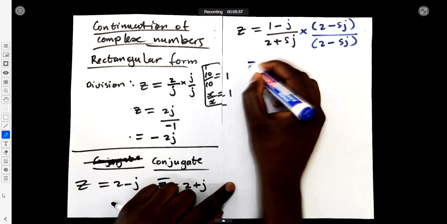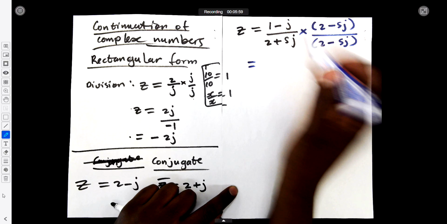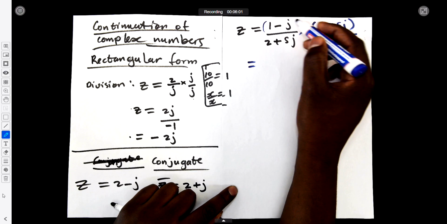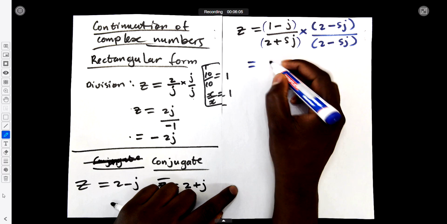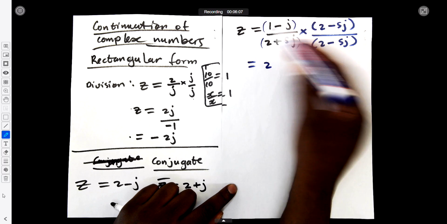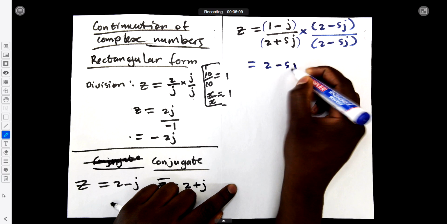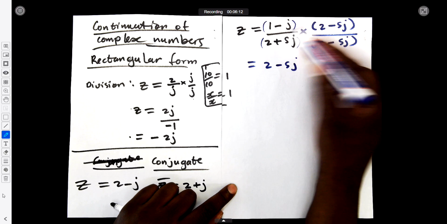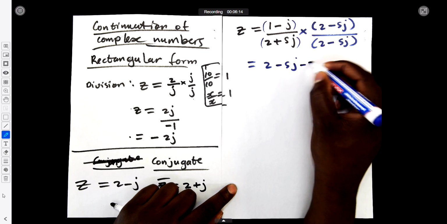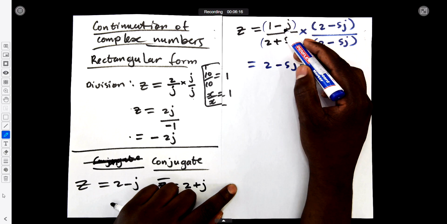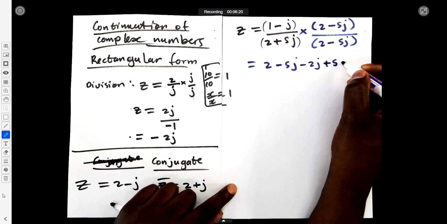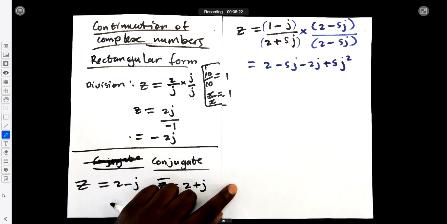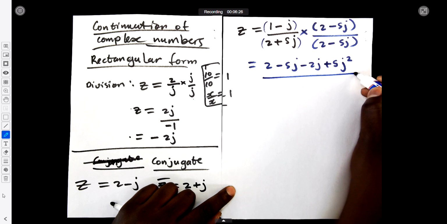Therefore, according to multiplication of fractions, we're going to just treat it as a factor. So we'll have 1 times 2, which is going to be 2. 1 times minus 5, minus 5j. So minus j times 2, minus 2j. So minus, and minus is going to be positive. Then 5, I can put the j squared for now, but we know it equals negative 1. Then all divided by.